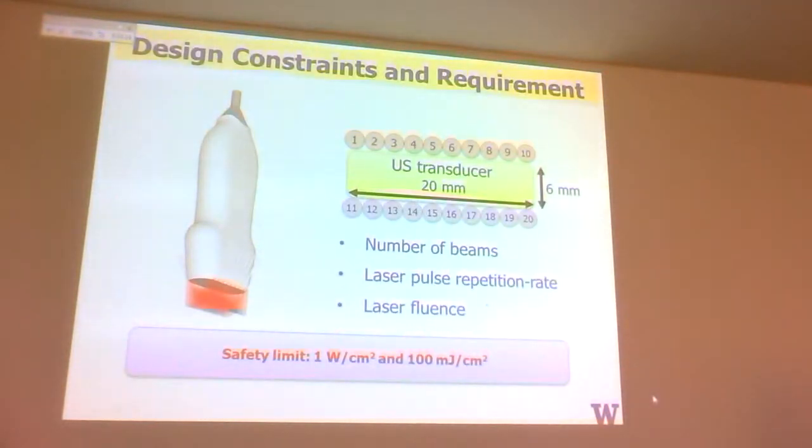Okay, here's just a little test case. I'll show you some images that we made. So we're just doing an example where we have 20 fibers. Again, you always have to be designing to this. This is the safety limits.